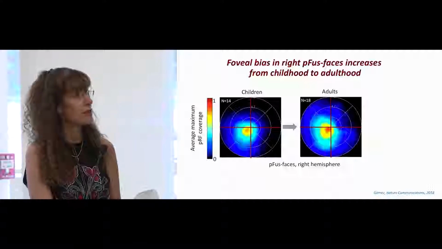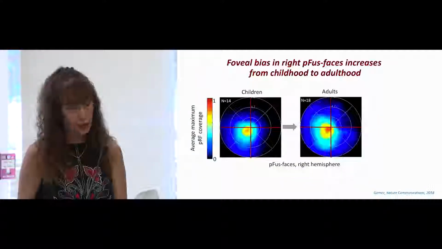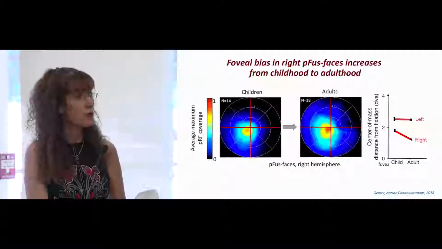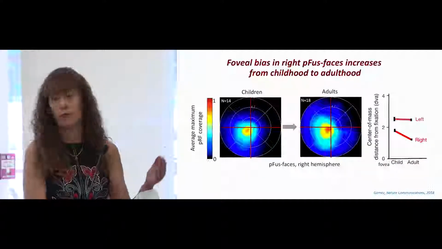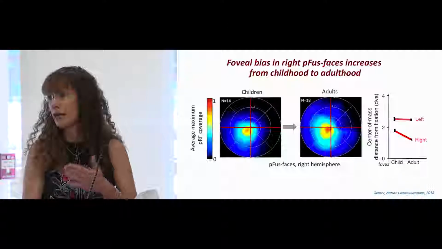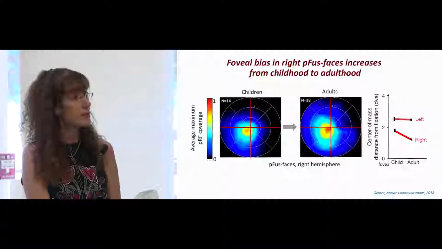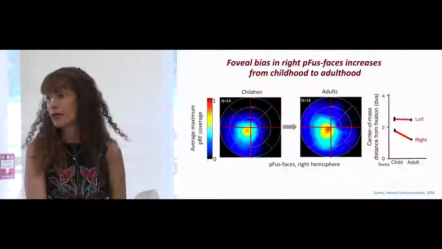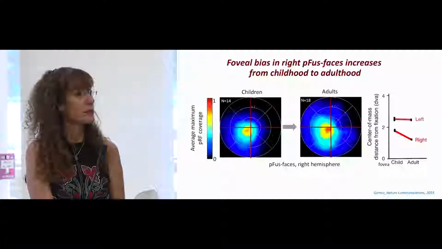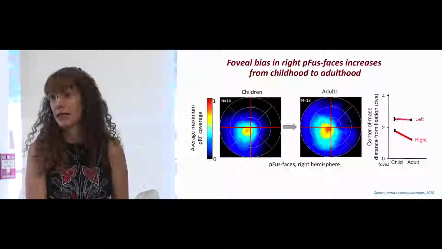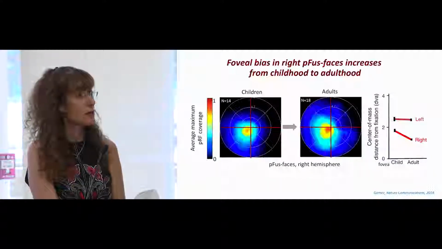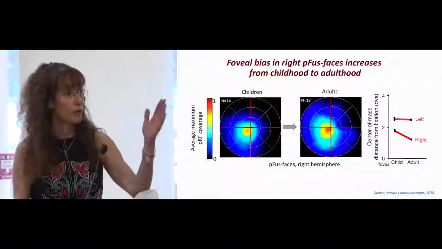And we can quantify this by measuring the center of mass of the visual field in each participant and comparing across age groups. Basically, lower values on this graph would indicate that the foveal bias increases because the center of mass is closer to the fovea. It's interesting that we see this development happening in the right hemisphere, but not in the left hemisphere. So the foveal bias is specifically increased in the right hemisphere.